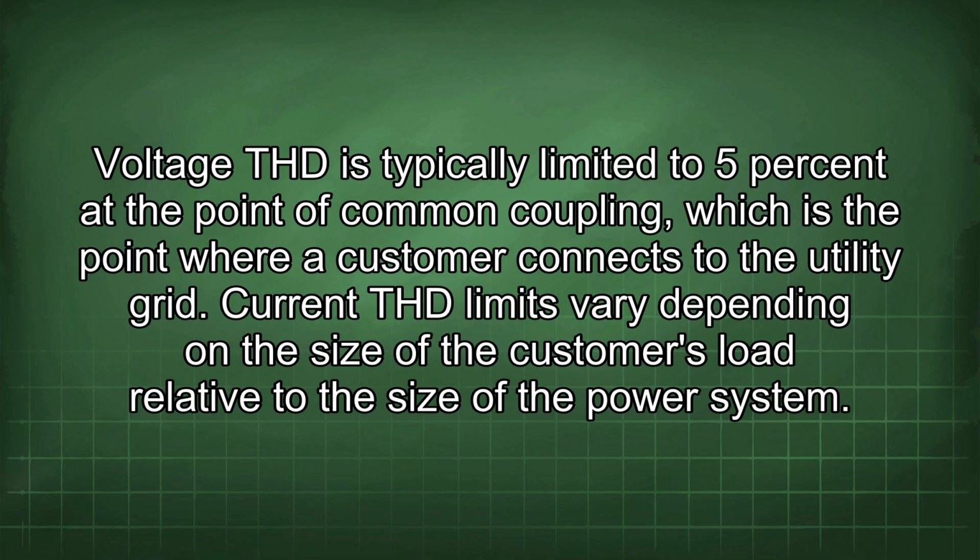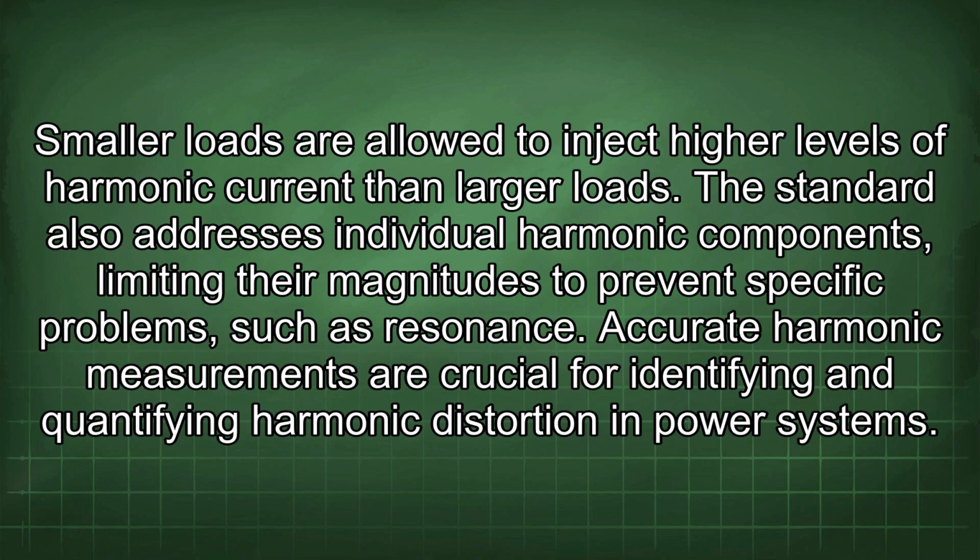Current THD limits vary depending on the size of the customer's load relative to the size of the power system. Smaller loads are allowed to inject higher levels of harmonic current than larger loads. The standard also addresses individual harmonic components, limiting their magnitudes to prevent specific problems such as resonance.